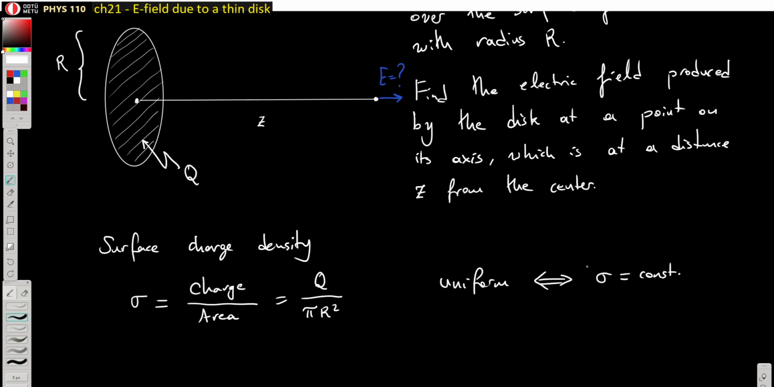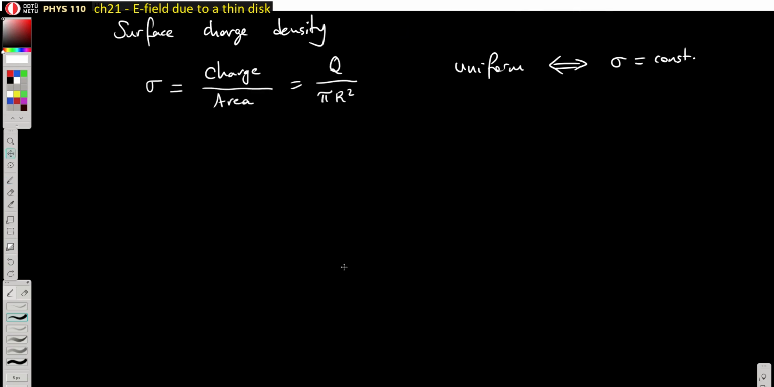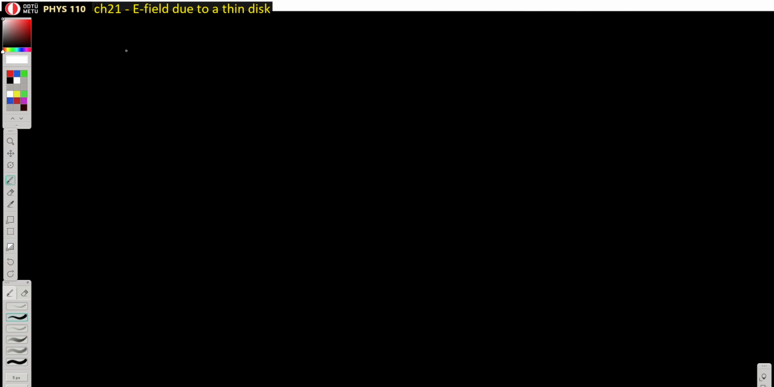Any non-uniform surface distribution would have a surface charge density sigma depending on the position on the surface. Here it is independent, so I can take any piece of surface, compute its area, and multiply the area by the density to find the charge there. Let's just keep this in mind.